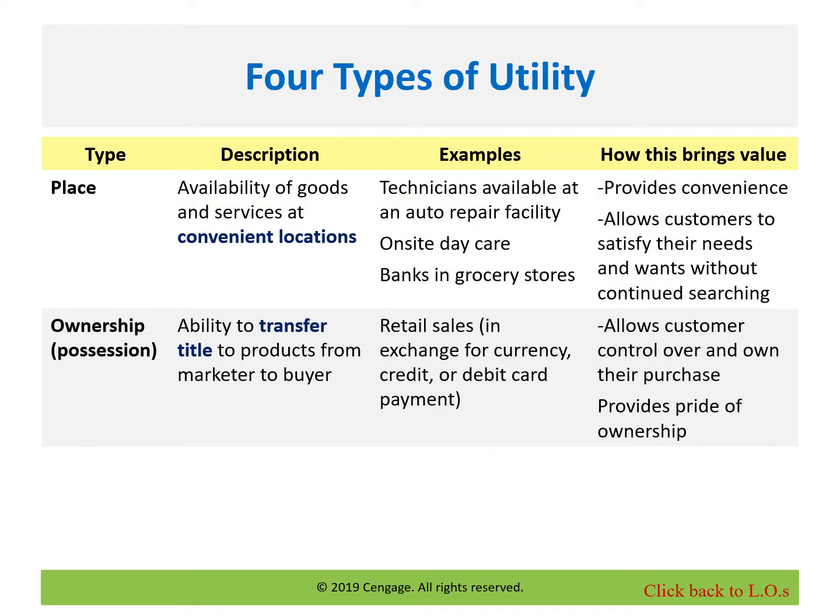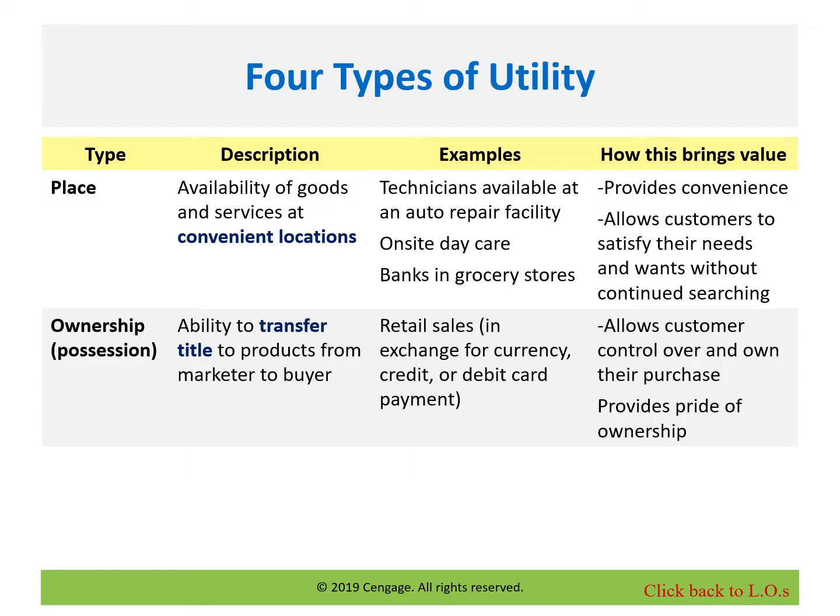Next type is place, which is the availability of goods and services at convenient locations. Example, technicians available at an auto repair facility. Or example is on-site daycare. Another is banks in grocery stores, which provide convenience in terms of location and allows customers to satisfy their needs and wants without searching for where it is located.